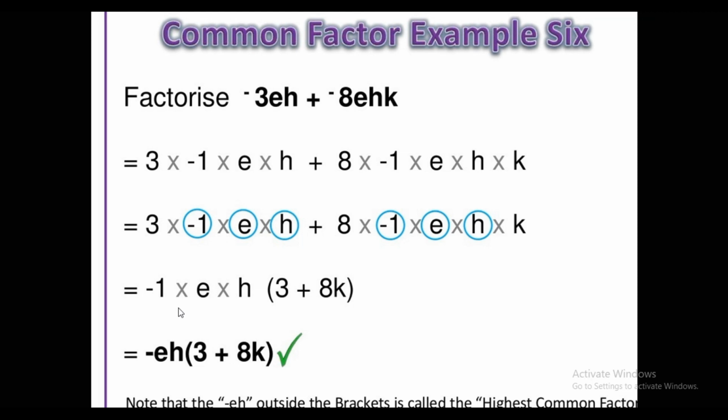So what is the ultimate result? Minus 1 into E into H is minus EH. You can write minus 1 EH, but this is not necessary. You can write minus EH into 3 plus 8. So minus EH is the highest common factor here, and the leftover is 3 plus 8. These are the common factor examples.